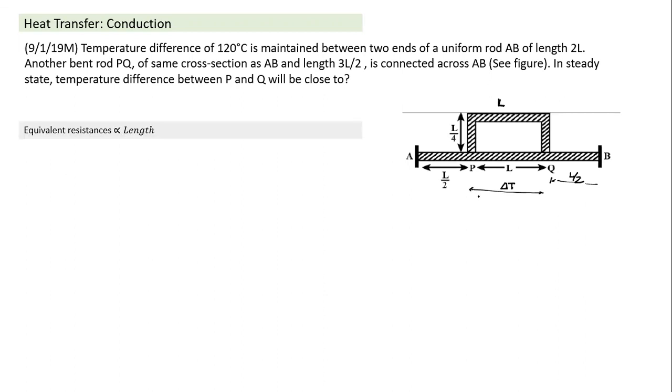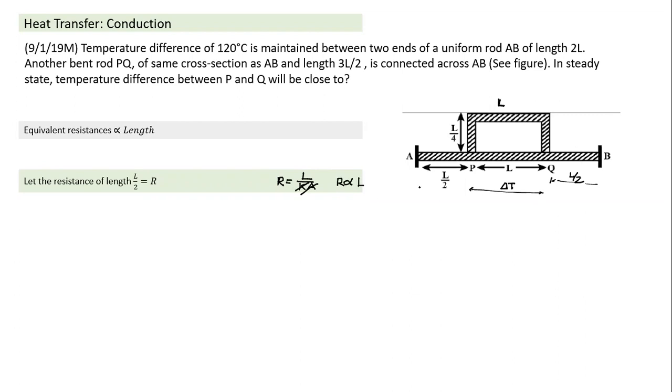This kind of question is easier to solve using an equivalent current electricity circuit. So how would I solve it here? Everywhere, see what the resistance is. Thermal resistance is equal to L by Ka. In this case, A is the same everywhere and K also is the same. So simply in this case, resistance is proportional to length.